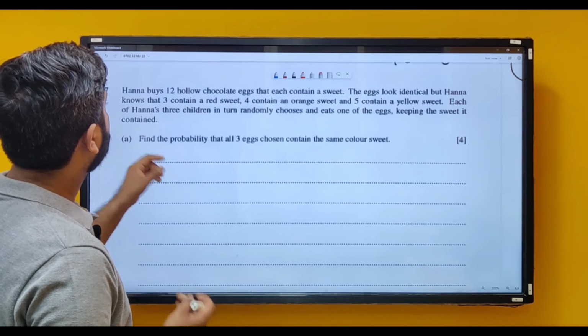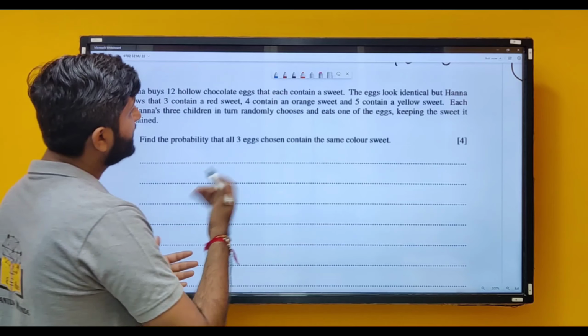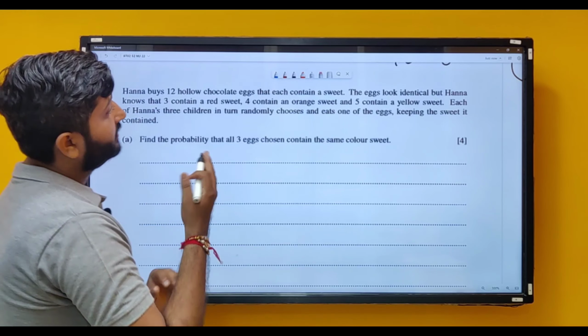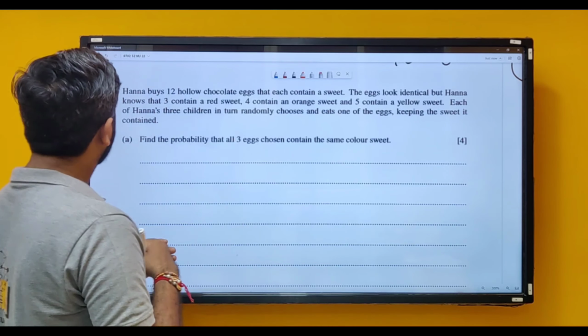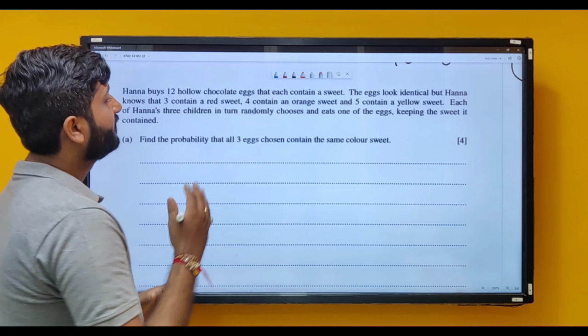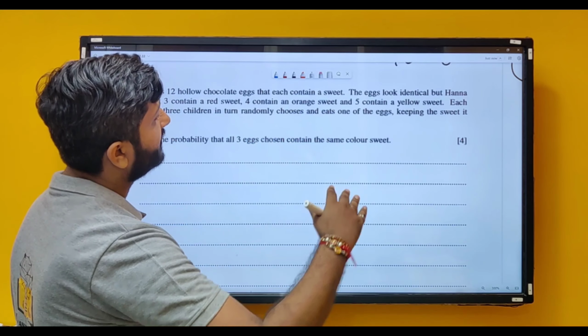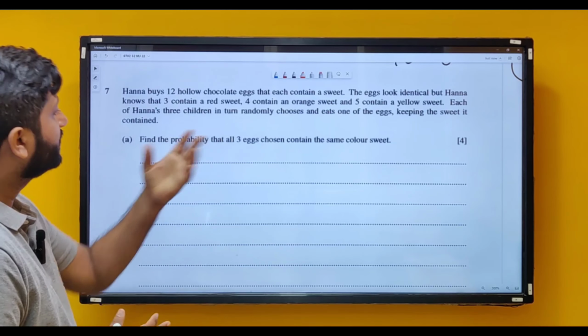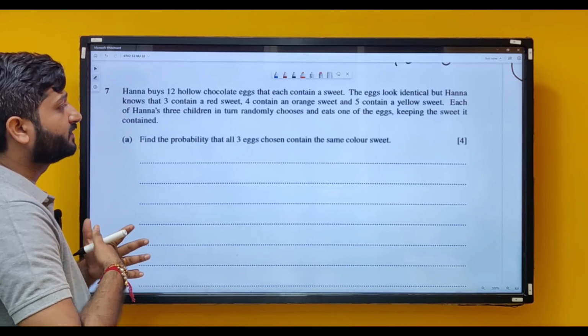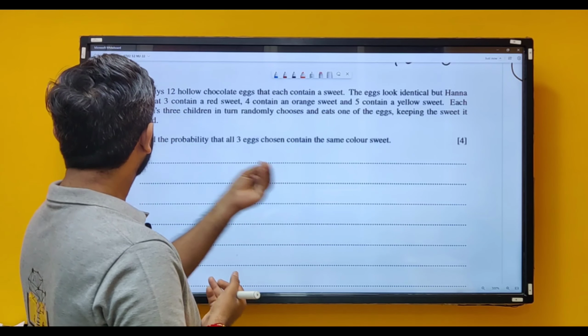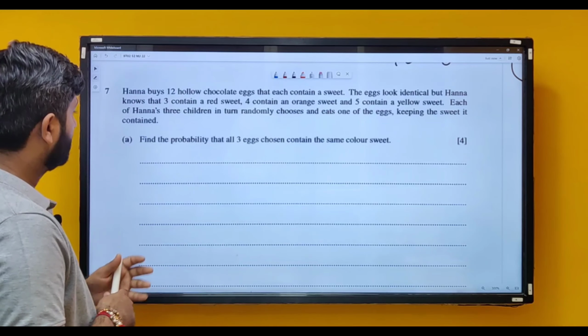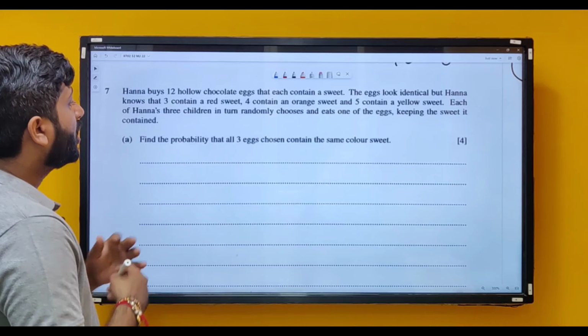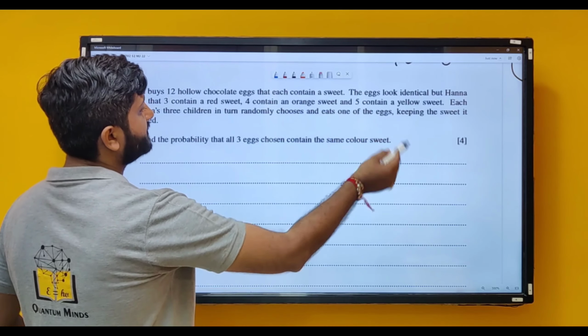Hannah buys 12 hollow chocolate eggs that each contain a sweet. The eggs look identical, but Hannah knows that 3 contain a red sweet, 4 contain an orange sweet, and 5 contain a yellow sweet. Each of Hannah's 3 children in turn randomly chooses one of the eggs, keeping the sweet it contains. Find the probability that all the 3 eggs chosen contain the same colored sweet.